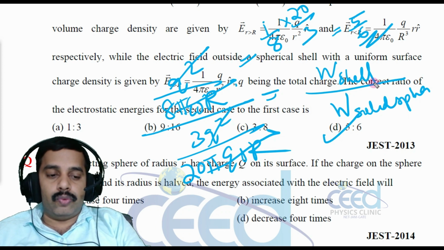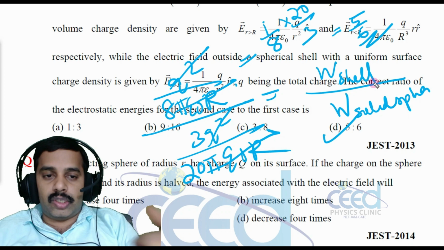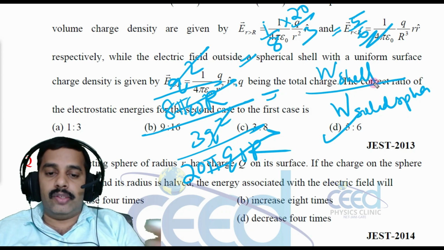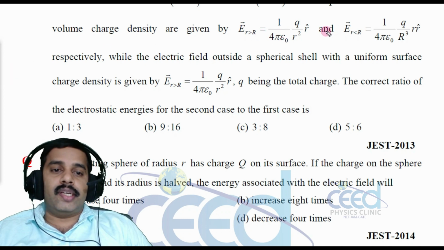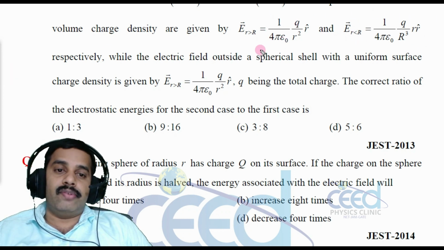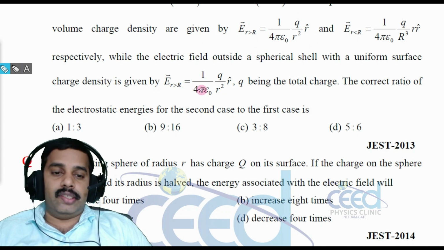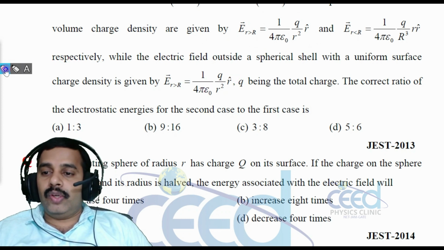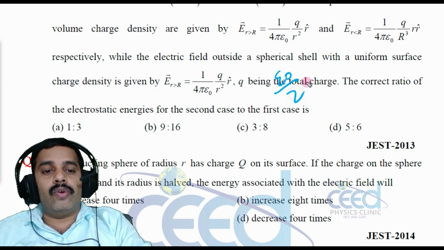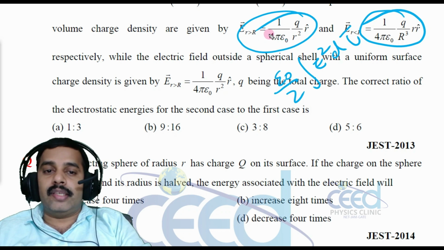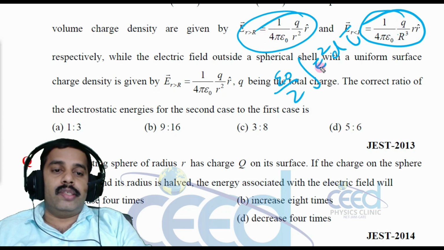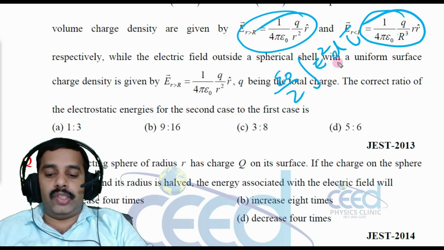This equation we have already derived. I recommend watching those videos on potential energy due to a spherical shell and solid sphere. Or using the electric field, you can also derive this energy, because we already studied the equation epsilon 0 by 2 E square d tau. This is the energy, so you have to sum up the energy from the electric field inside and outside, and then find the total energy.